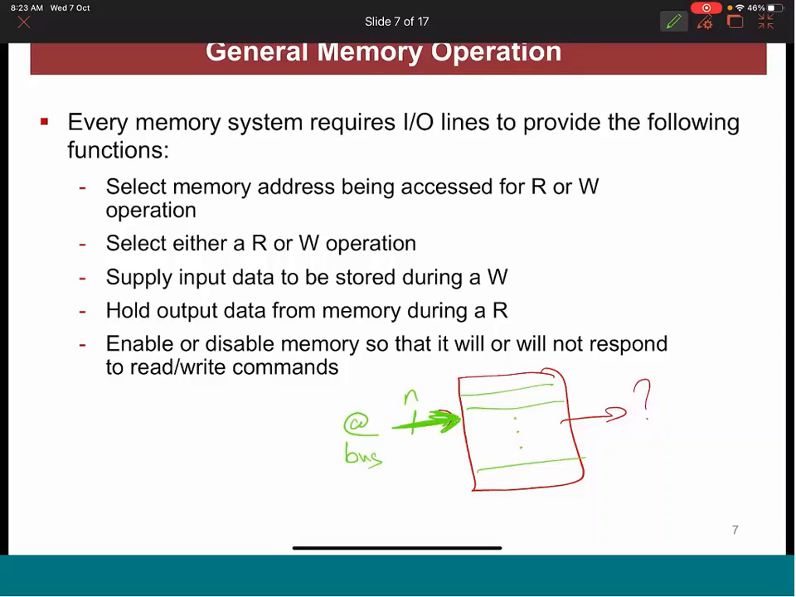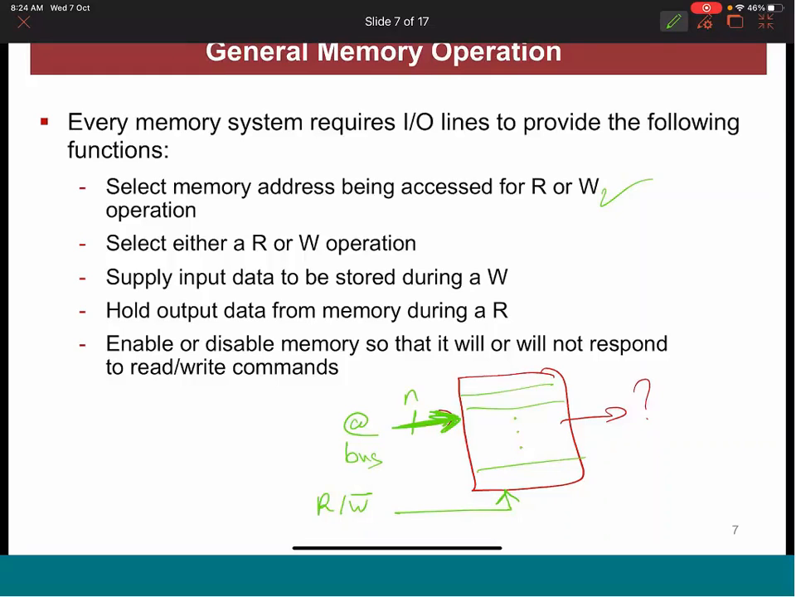So this is the first thing that we need. We need as well to select either it's a read or write operation. So we need one pin, and usually it's called RW bar, to specify what do we want. Is it a read or write operation?